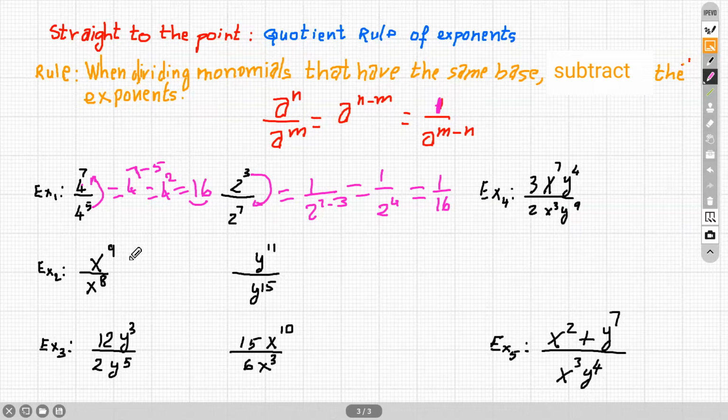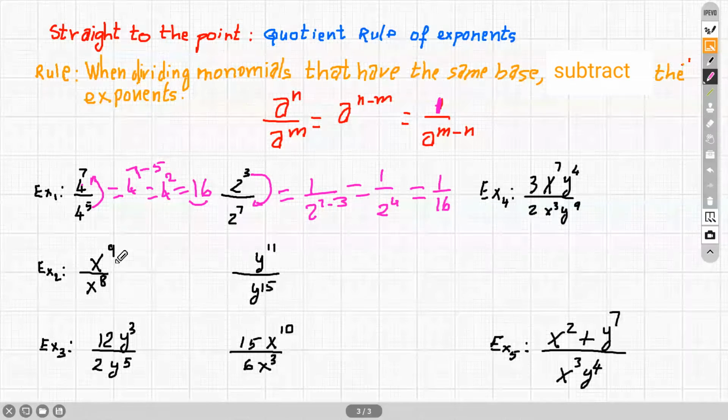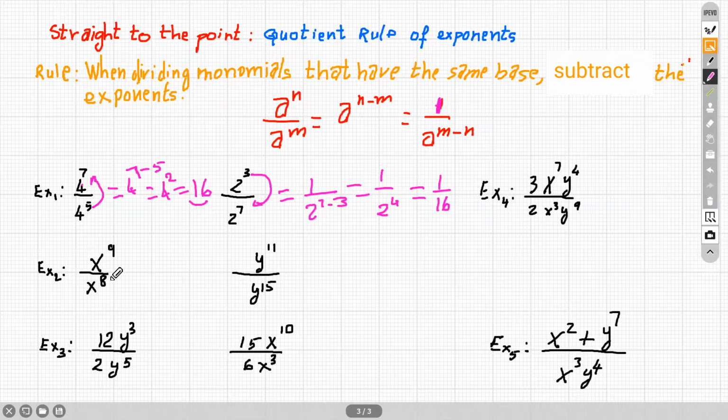Now, let's move to this one. X to the 9 power divided by x to the 8 power. Again, subtracting 8 from 9 will give me a positive exponent. So I'm going to use this formula instead, moving everything up in the numerator. That would equal x to the 9 minus 8. 9 minus 8 is 1. So x to the power 1 is just x. Anything to the power 1 is just that thing itself.